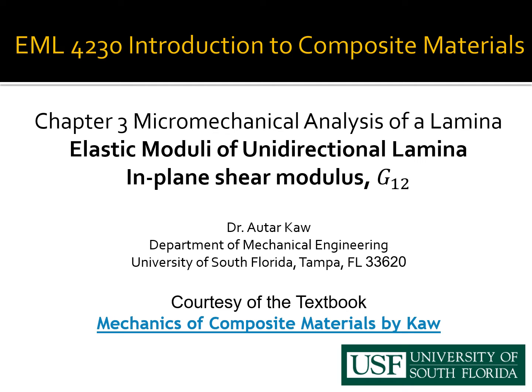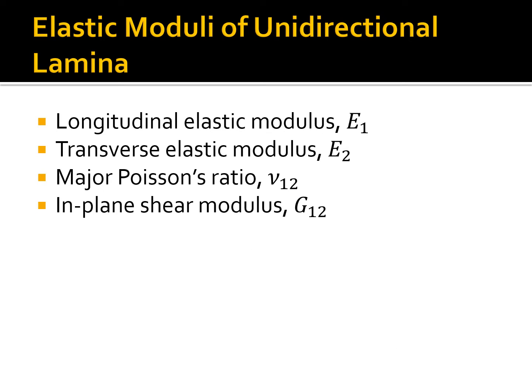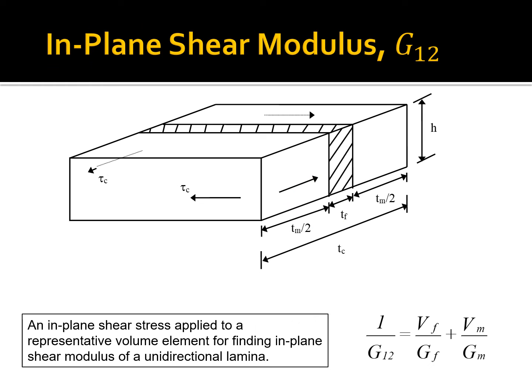So in this segment, we'll talk about how to find the in-plane elastic shear modulus G12 for a unidirectional lamina. To review, we already have done the derivation for E1, E2, nu12, and G12, and now we're going to concentrate on G12. Again, I'm not going to go through the full derivation of G12, but to mention that the way we're going to go about doing so is to apply shear stress in the 1-2 plane.